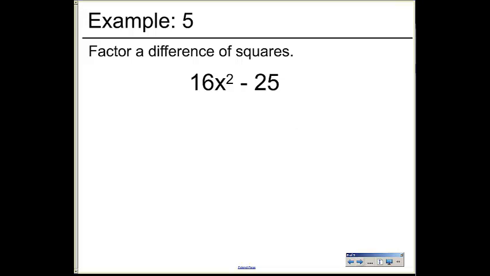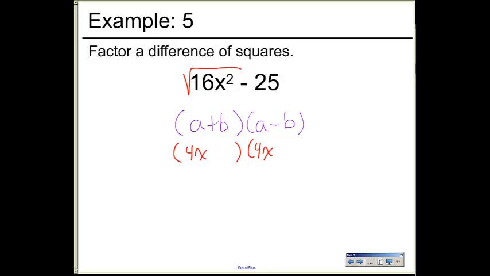Okay, so to factor, we know we're going to end up with a plus b times a minus b pattern. So in order to get a, we take the square root of the first term, so that's going to be 4x. Don't forget you have a plus and a minus. And to get the b term, you take the square root of the second, which is 5 and 5. And there's our answer. We factored it out to 4x plus 5 times 4x minus 5.